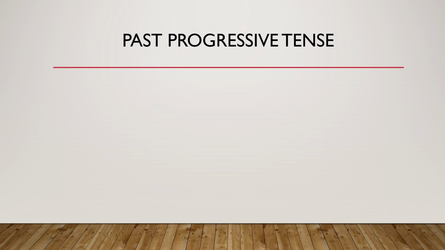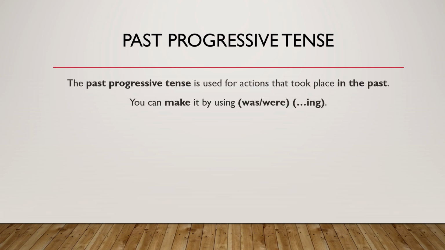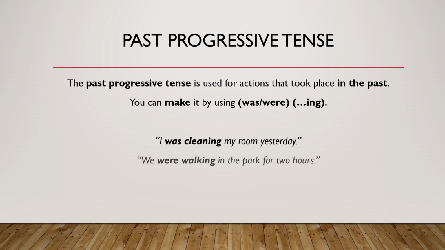Past progressive tense. The past progressive tense is used for actions that took place in the past. You can make it by using was or were, plus the ing form of the verb. I was cleaning my room yesterday. We were walking in the park for 2 hours. I was eating dinner at 7 p.m.